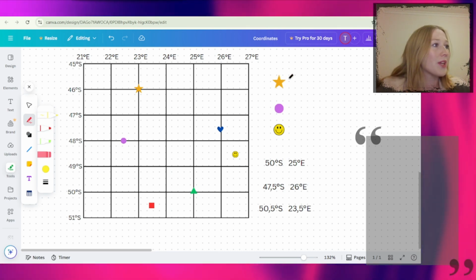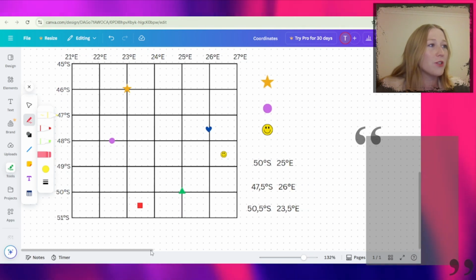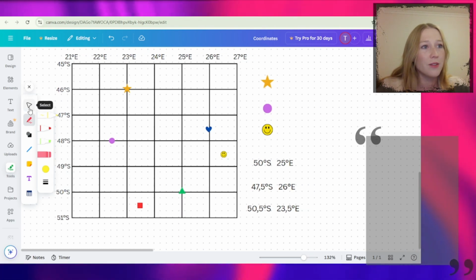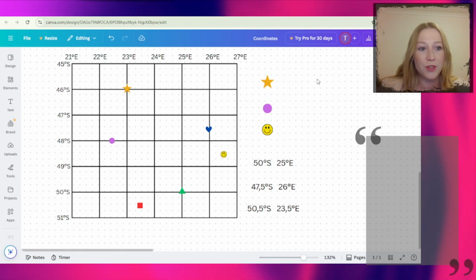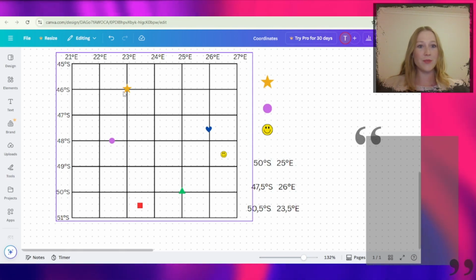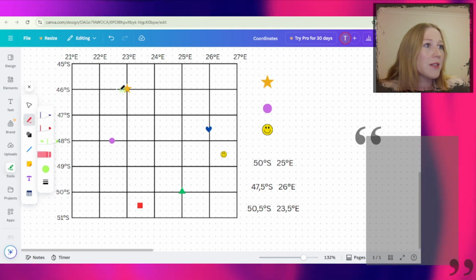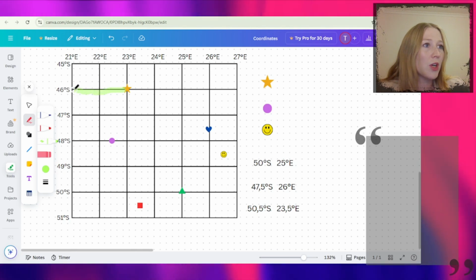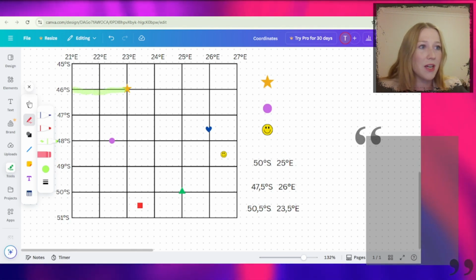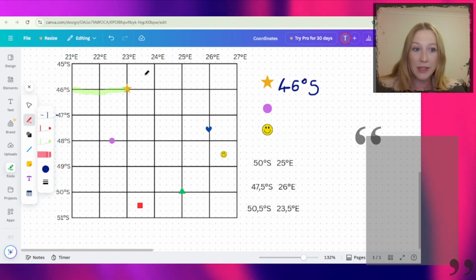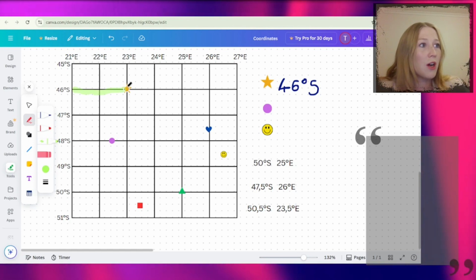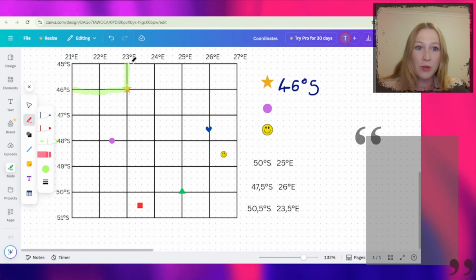So let's start with our gold star. All right, that's you guys. You're the gold star. And let me find the coordinates of this gold star. There you can see the gold star, right? We start with north-south. We can see how far south it is. It's 46 degrees south. So I can see that it's over here on this 46 degree south line. Great. Then how far east is it? Go from the star, 23 degrees east.